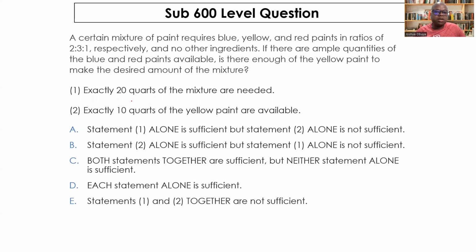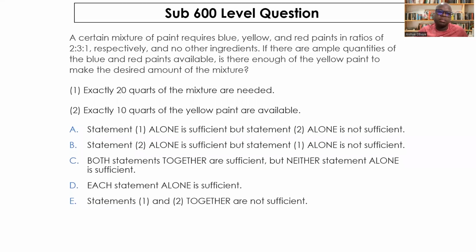A certain mixture of paint requires blue, yellow, and red paints in the ratios of 2 to 3 to 1, respectively, and no other ingredients. If there are ample quantities of the blue and red paints available, is there enough of the yellow paint to make the desired amounts of mixture? That is what the question asks. The statements are that exactly 20 quarts of the mixture are needed and exactly 10 quarts of the yellow paint are available. So given this, will it be sufficient or not? Pause the video, give it an attempt, then come back and resume playing, and we can see it together.